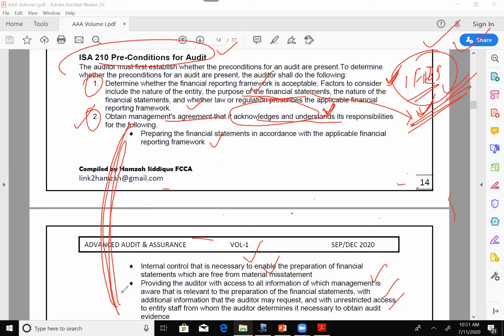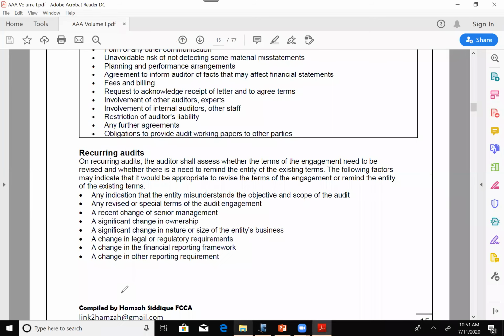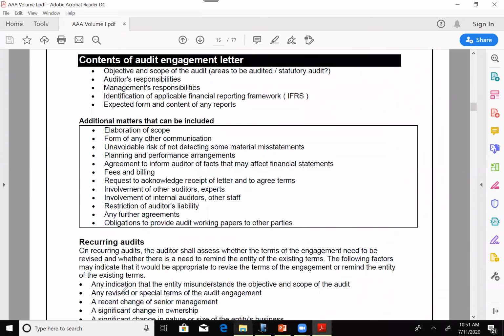So these are the preconditions. Now, the contents of the engagement letter is our last topic for today. As I told you, the engagement letter is the letter which basically tells the terms and conditions of the audit. There are some mandatory contents, and there are some optional ones. And of course, optional can be too many.